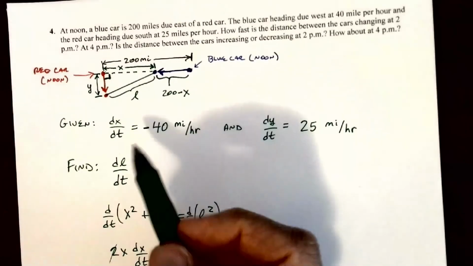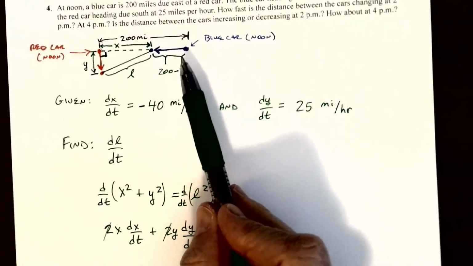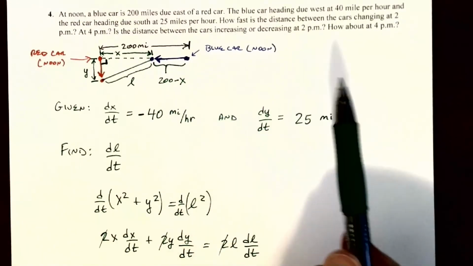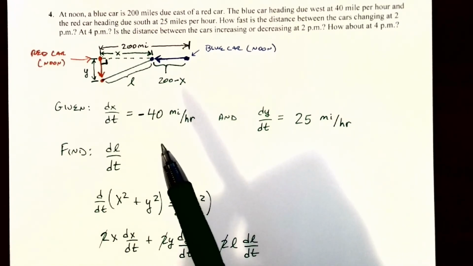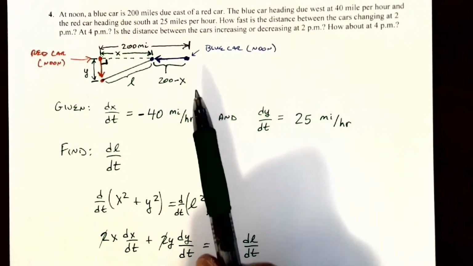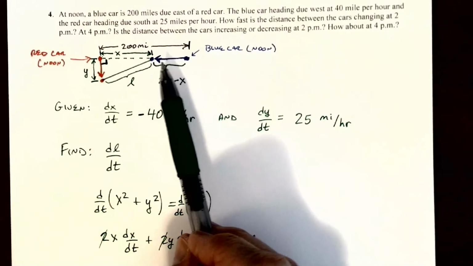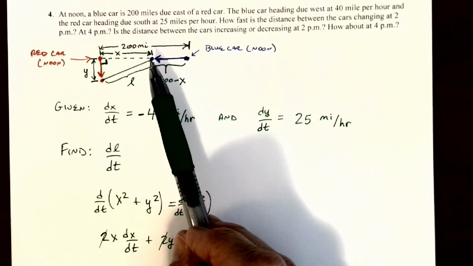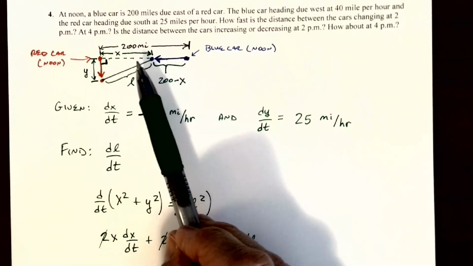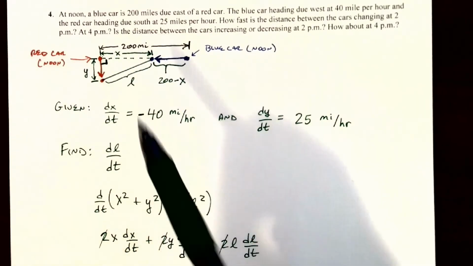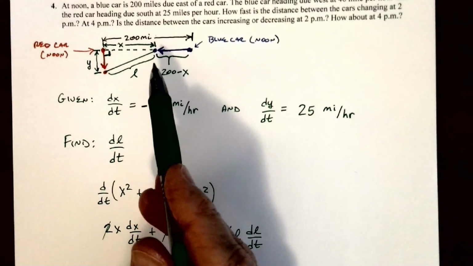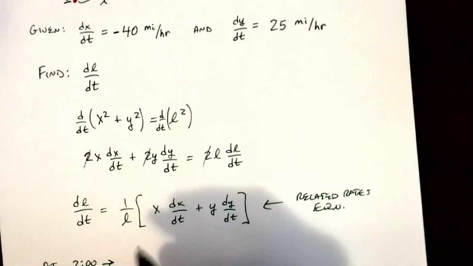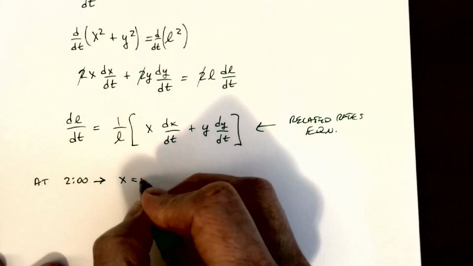Well, at 2 o'clock, what is the value of x? Remember, the blue car travels at 40 miles per hour. So in 2 hours, how far has the blue car traveled? 2 times 40, 80 miles, right? Well, what would x have to be? There was 200 miles initially. You've traveled 80 miles already, so what's left? 120. So at 2 o'clock, the distance the blue car is to where the red car was at noon is 120 miles. So x is 120 miles at 2 o'clock.